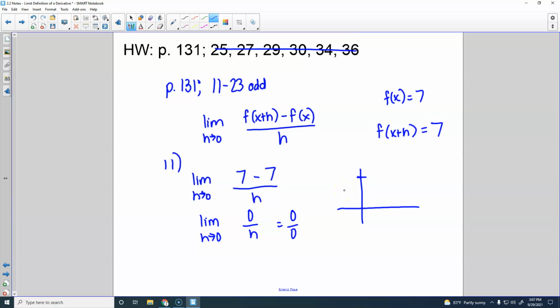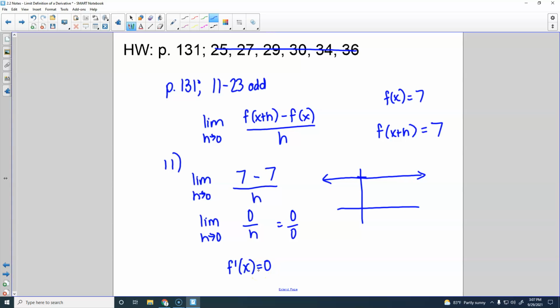Alright, so f of x equals 7. What type of line is that? What kind of straight line? Horizontal line. The derivative is the slope. What is the slope of that line? It is 0. So for that one, f prime of x just equals 0.